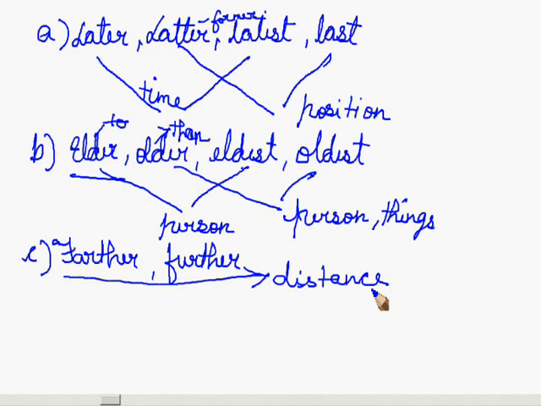Further, not farther, is used to mean additional. Like if I say Kolkata is farther from the equator than Colombo, in the place of farther I can even use the word further. Kolkata is further from the equator than Colombo, because both of the words, farther and further, are acting to tell us about distance.